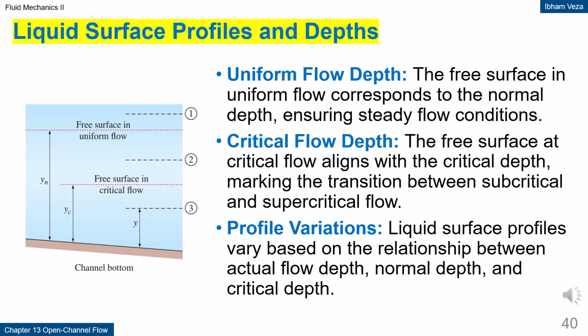Liquid surface profiles and depths. In uniform flow, the water surface corresponds to the normal depth. In critical flow, the water surface is at the critical depth, which marks the boundary between flow regimes. Different water surface profiles appear depending on the relationship between actual depth, normal depth, and critical depth. The comparison of these three depths forms the basis for classifying flow profiles. This concept is very important in gradually varied flow analysis.